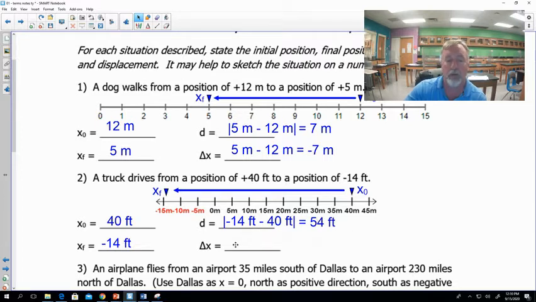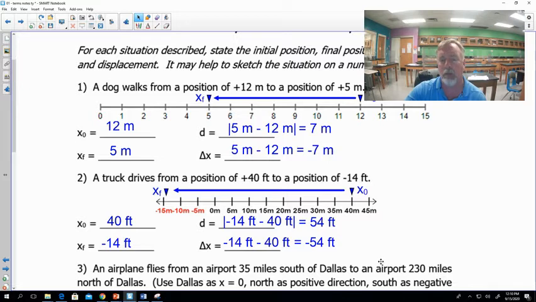Now our delta x, our displacement, we don't take the absolute value. -14 minus 40, what's that going to give us? -54. So in both these scenarios, I want you to see that our arrow from x0 to xf went to the left, went in a negative direction. That's why our displacement, our delta x's here, are both negative.